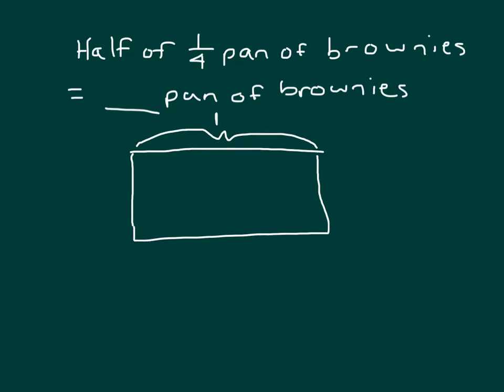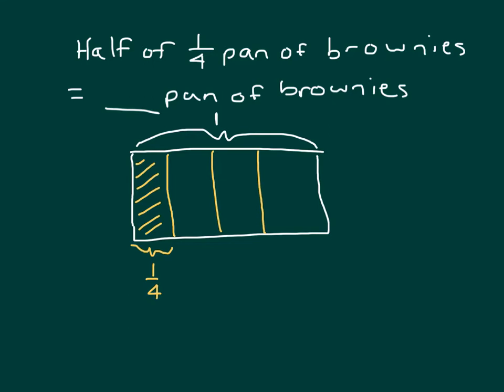But the problem says half of, so that's 1/2 of, and then it says 1/4 pan of brownies. That's what we're going to use first to divide our area model. It says 1/4 pan of brownies, so we'll divide our area model by drawing vertical lines into 4 parts. And in this case, it says half of 1/4 of brownies, meaning we are only looking at one of those parts. So that shaded amount currently represents 1/4 of a pan of brownies.